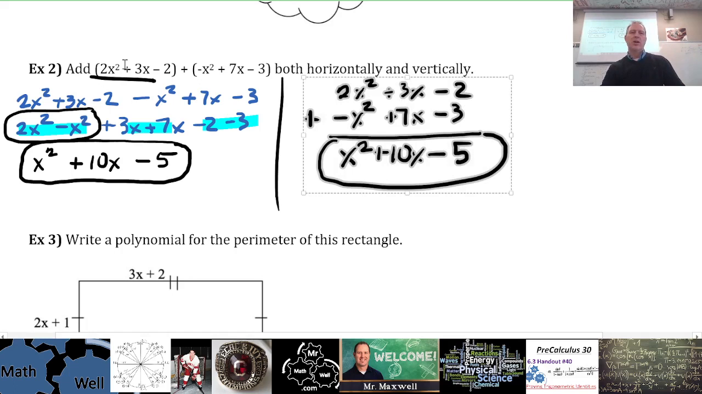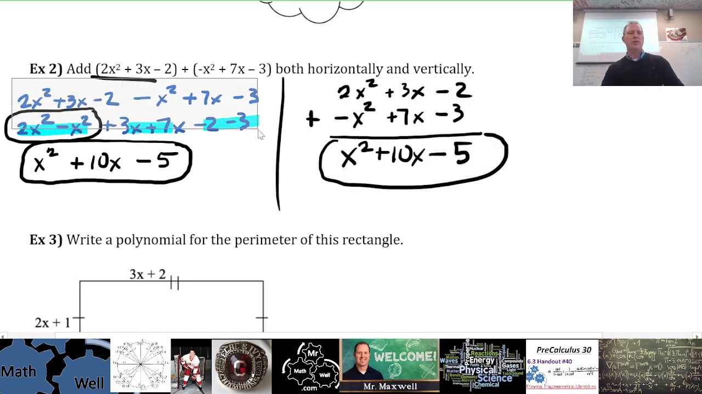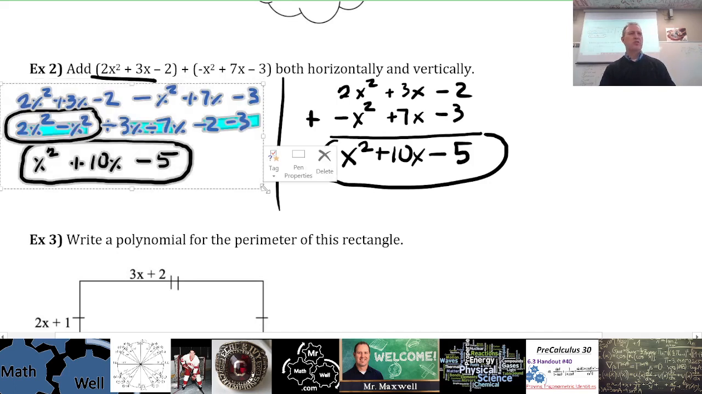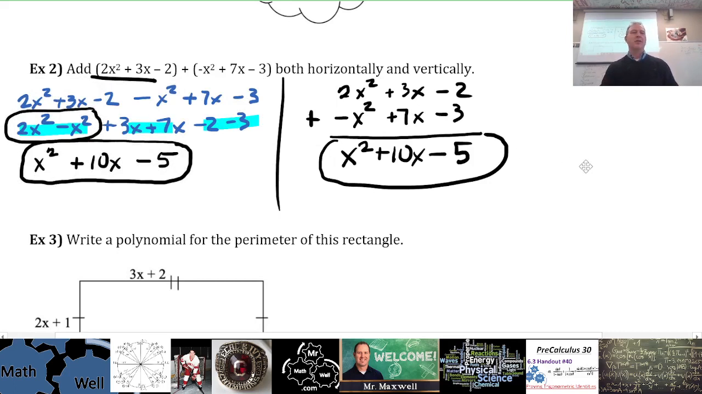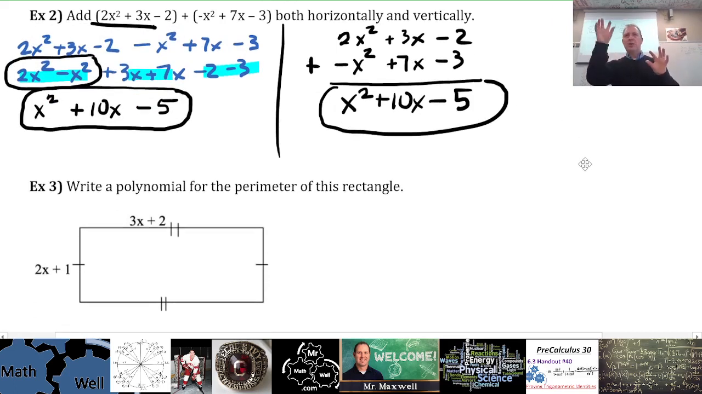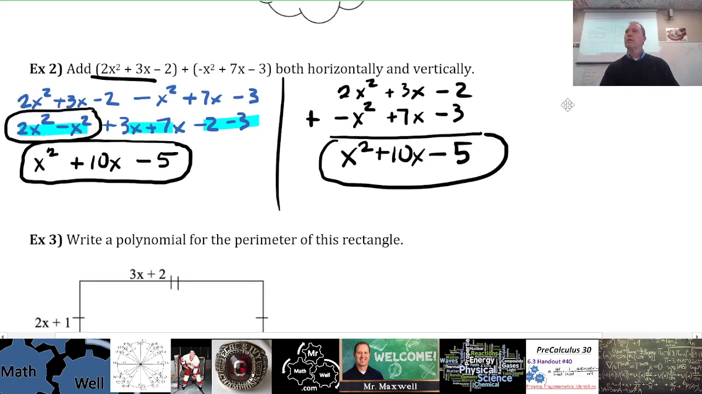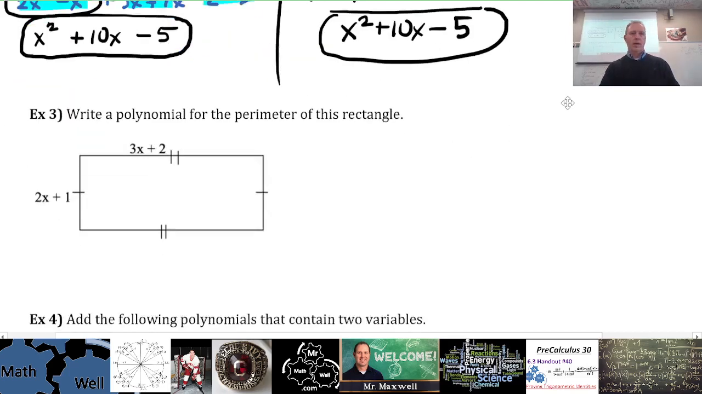But to be honest with you, you're probably just going to do the horizontal in future math. When math is your job, when you get to be a math pro, you're not going to do the vertical probably. But right now it's just helping you notice the like terms, because they're grouped vertically. So it might be easier to see. Good question though. Anything else? All right, let's keep going.